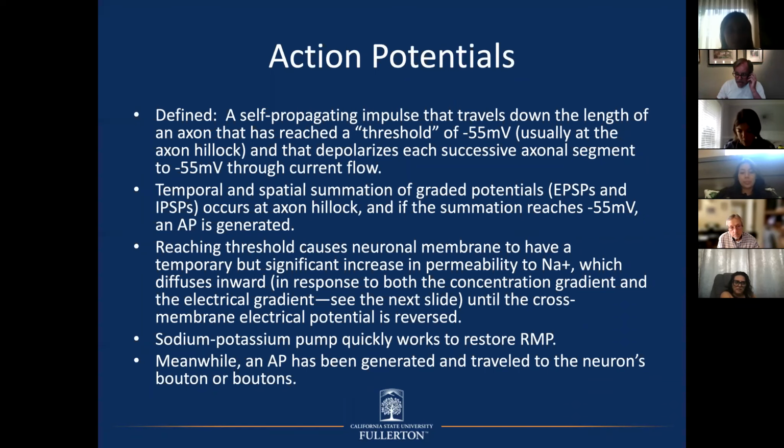So it is a wave of a dramatic increase in the permeability to sodium that travels down and keeps itself going, because it keeps keeping the next part at minus 55, and the next part and the next part. Does that make sense what I'm trying to say? It depolarizes each successive axonal segment to minus 55 through current flow. Now there is current flowing, and the current flowing is enough to get it to minus 55.